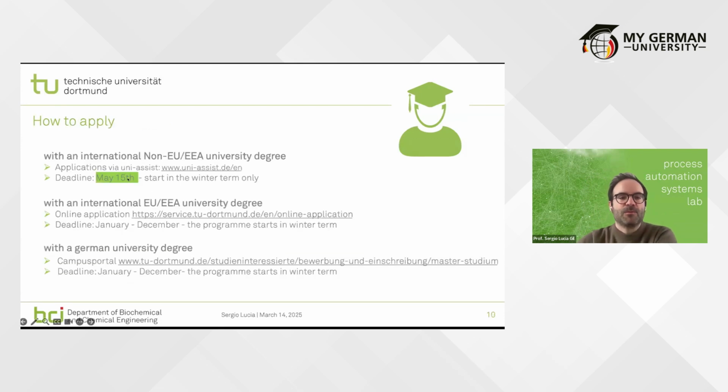So how to apply? And important, May 15th is the deadline. So you still have around 2 months to prepare everything. And we hope that you apply. We start in the winter. As I said, for most of you, I guess this will apply. If you have a university degree from the European Union, then there is no deadline for it. Or if you have a university degree from a German university, you can also apply throughout the year. But of course, the start of the program is in the winter term anyway.